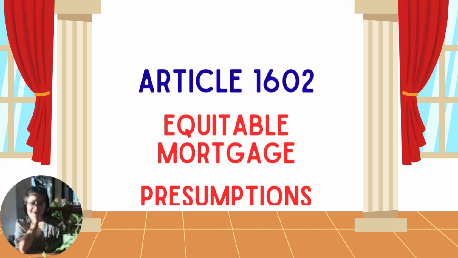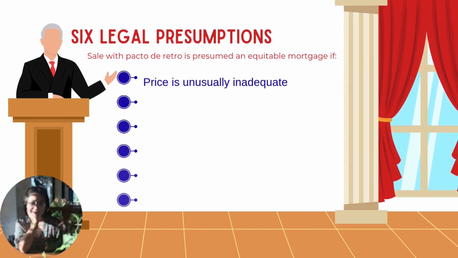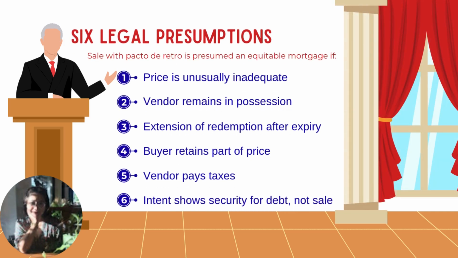Article 1602, Equitable Mortgage Presumptions. A contract is presumed an equitable mortgage if: one, the price is unusually inadequate; the vendor remains in possession; if there is an extension of the redemption period; if the buyer retains part of the purchase price; if the vendor pays taxes; and in any case showing intention to secure a debt.